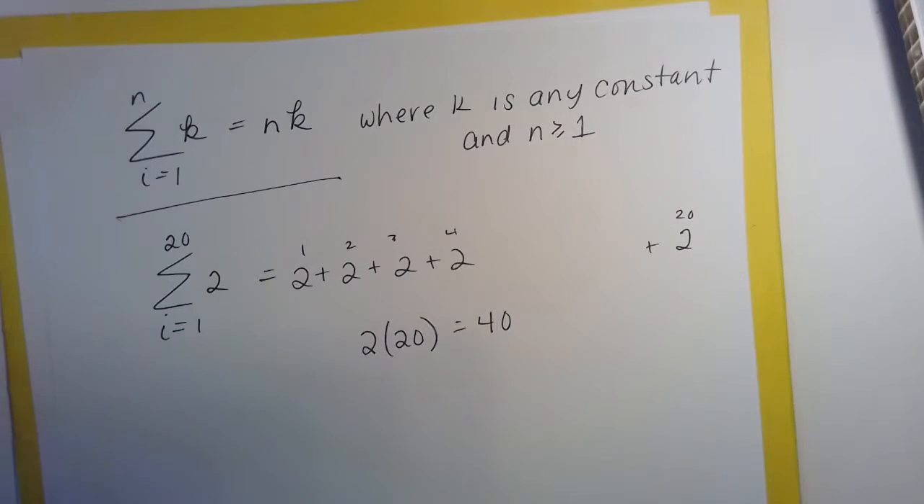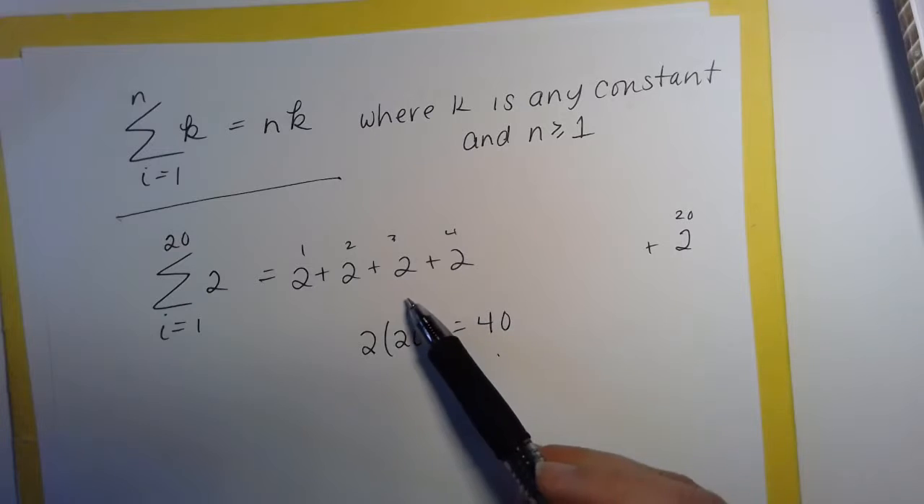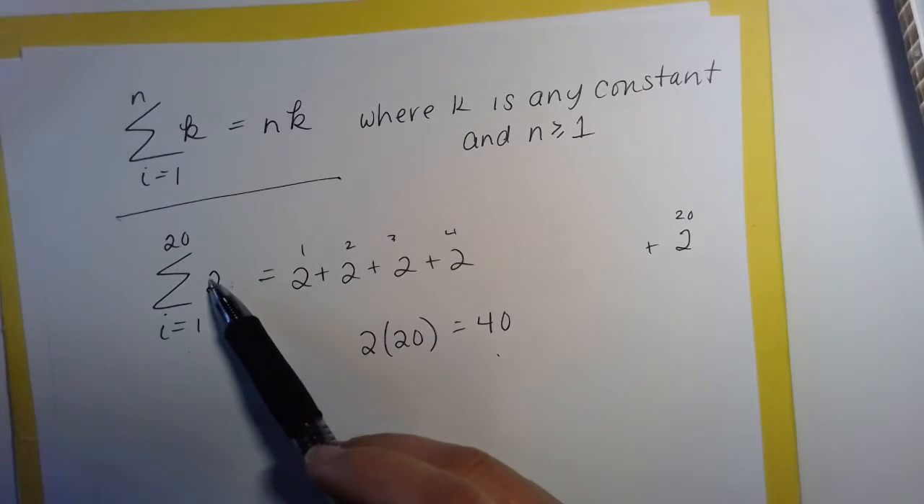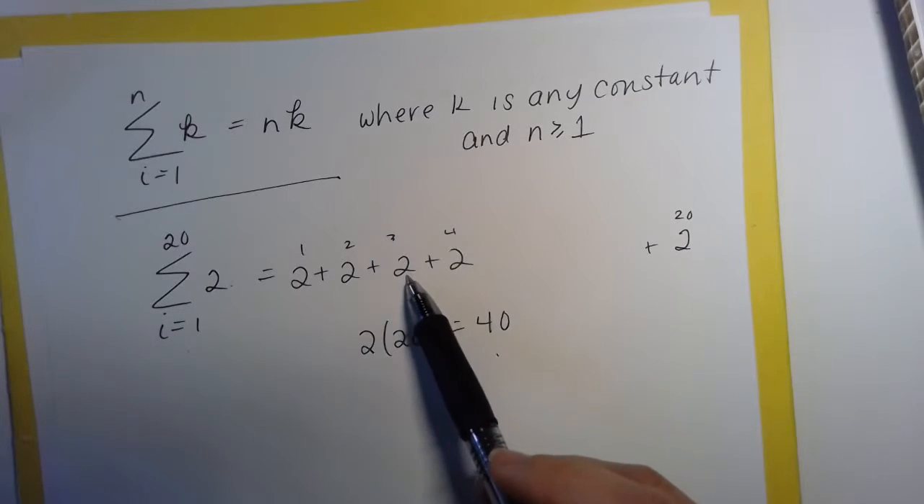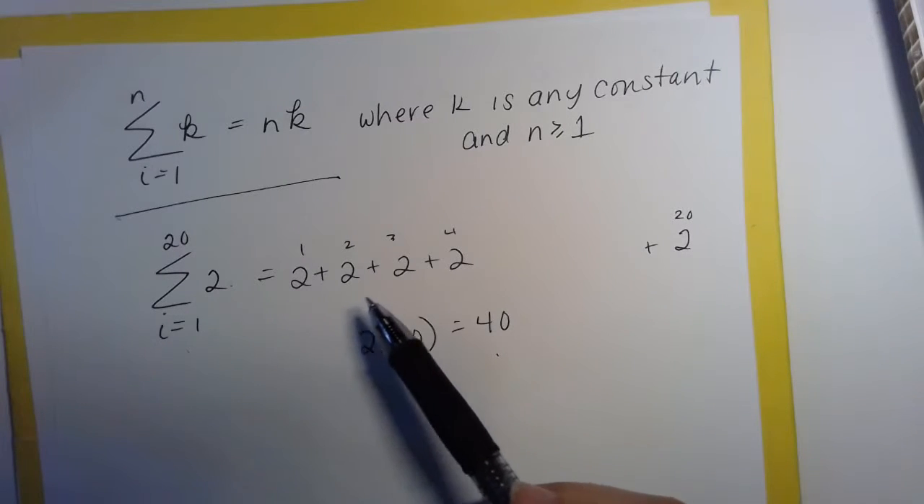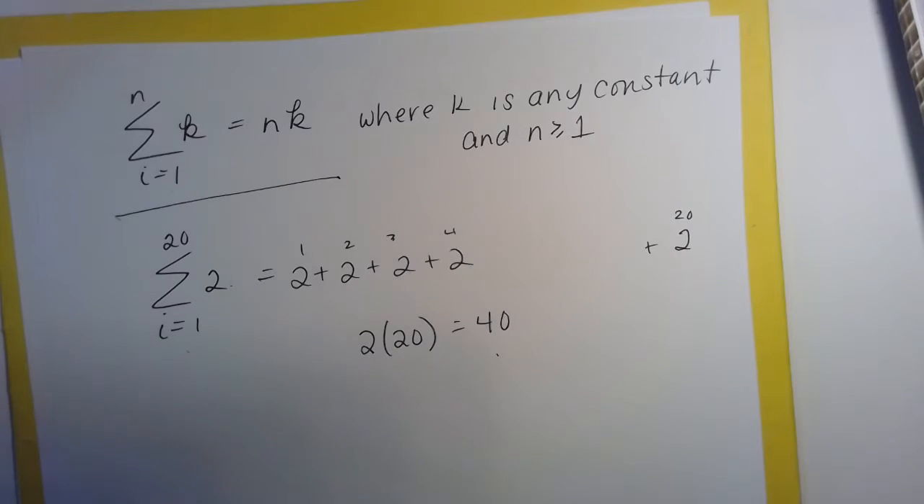What I find is that often students, because this one doesn't have an i in it, forget this part. But the reason is that I'm going to have 20 of these. There isn't a place to put my i, so they're all going to be 2s, but I'm still going to have the first, the second, the third, the fourth, out until the 20th. So I have 2s added together 20 times, which is 2 times 20, which is 40.